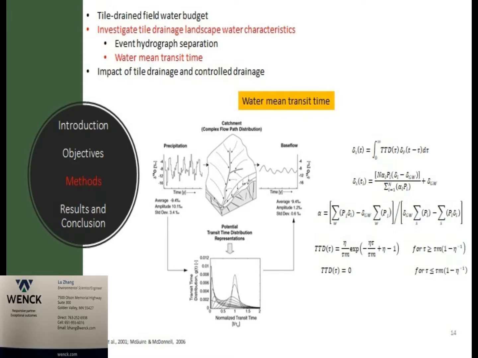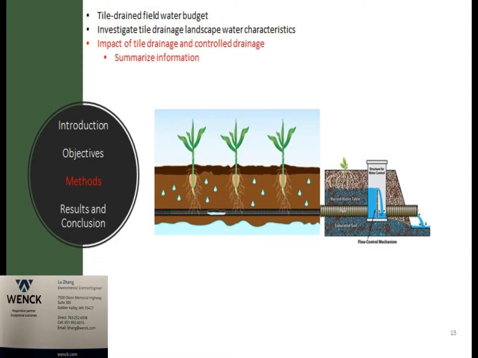The graph up there, the sine wave graph, is what the precipitation isotopic signature looks like. In order for that signature to transit into the base flow signature, you go through this process, and what lump parameter analysis does is estimate this process in the center. After we look at all the components in this analysis, we pull all the information together and look at the impact of tile drain and what's going to happen if we implement control drainage.